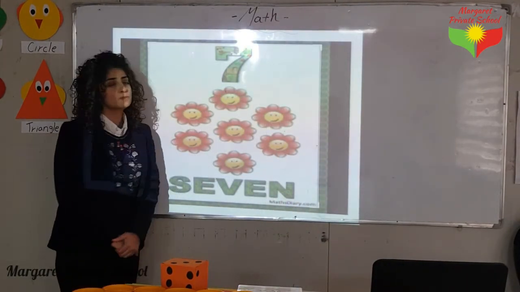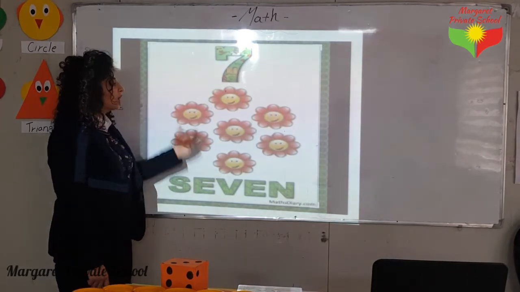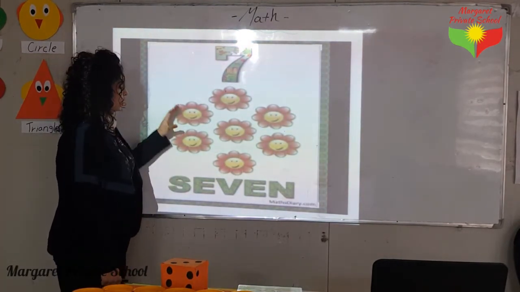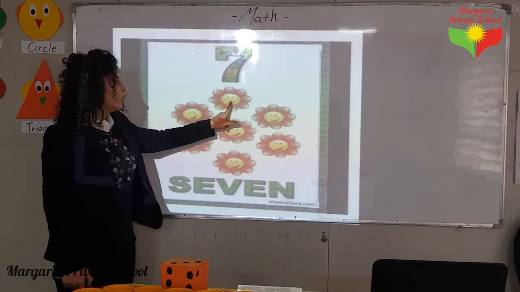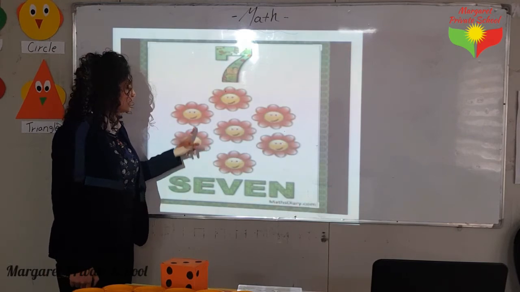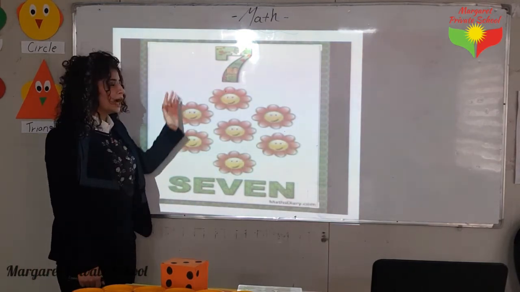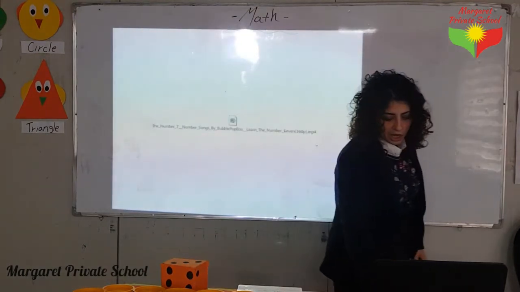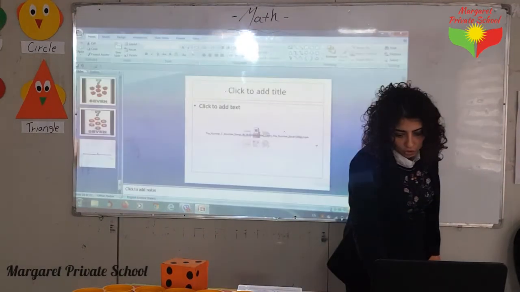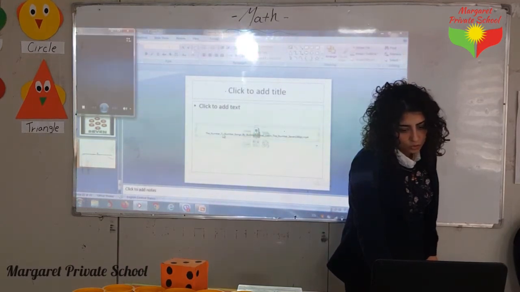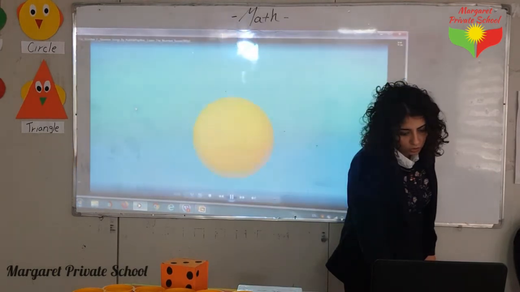And in this picture, how many flowers are here? All of you, let's count with me. 1, 2, 3, 4, 5, 6, 7. So we have 7 flowers here. Now we have this video to watch.